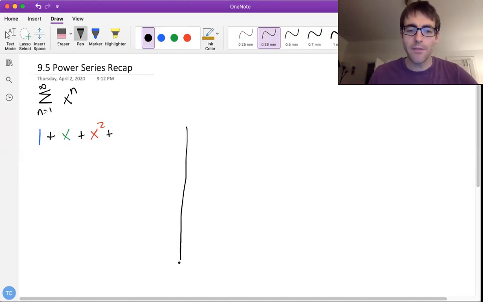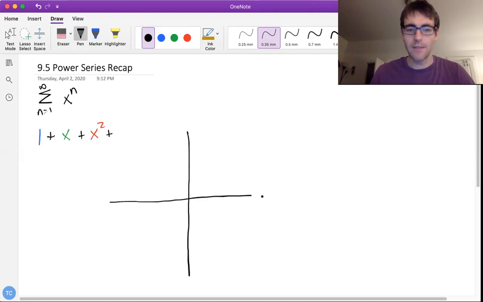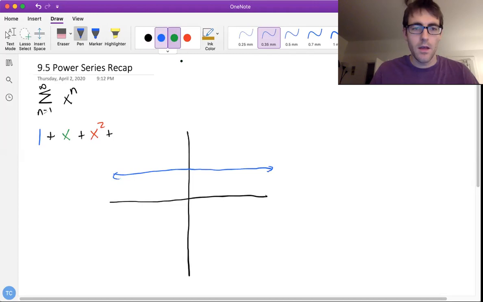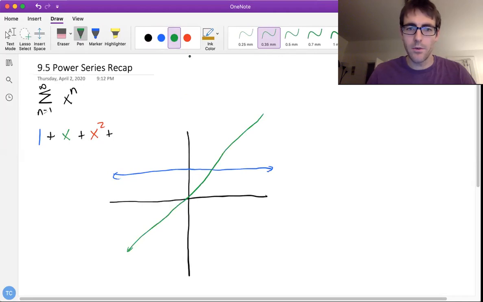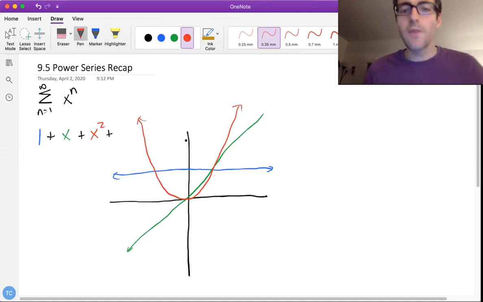All right, so if we were to graph these functions, we've got our 1, which is just a constant function, x, which is a line, and then x squared is a parabola. Okay, so we've got our functions here.